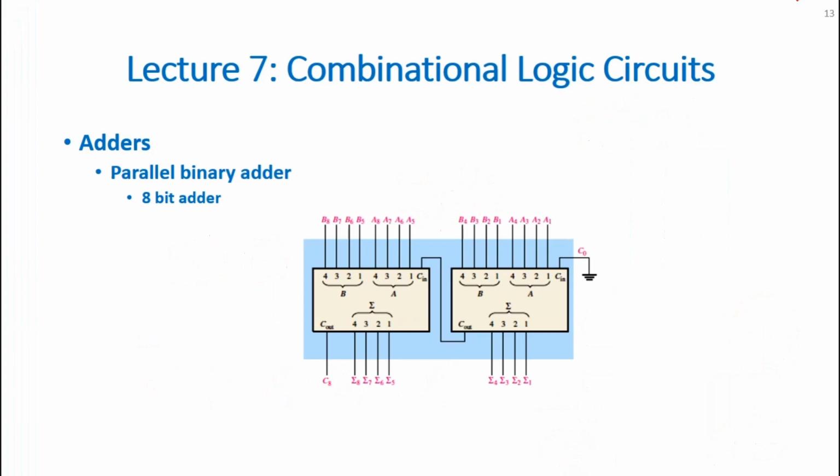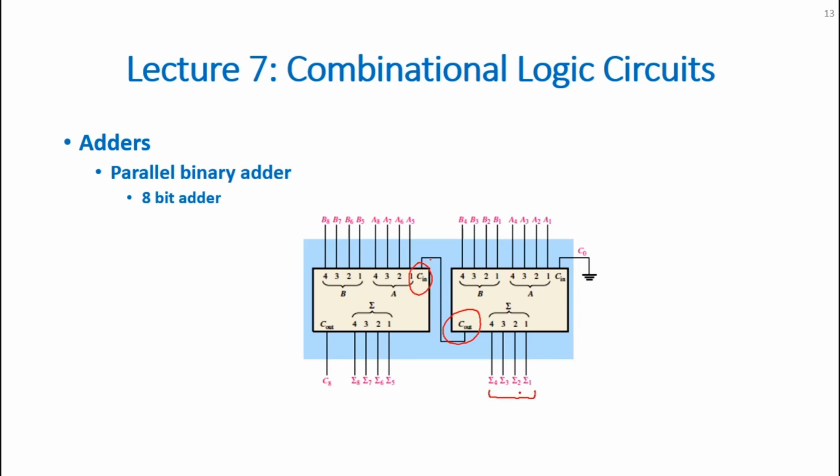How to design an 8-bit adder? It can be achieved by cascading two 4-bit adders. We just need to connect the carry output of the first 4-bit adder with the carry input of the second 4-bit adder.